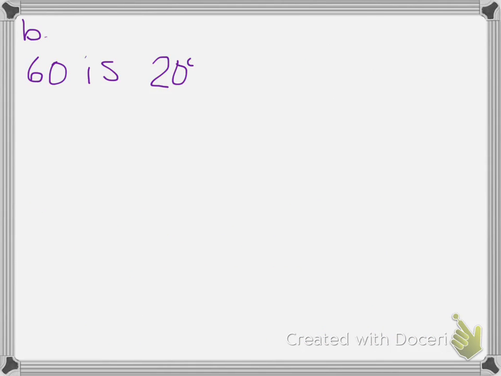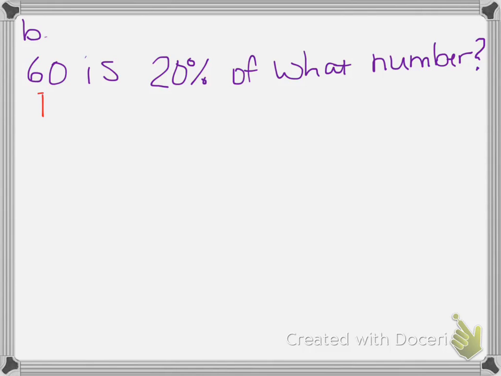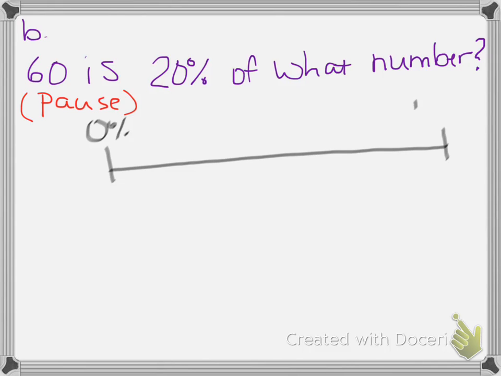All right. B says 60 is 20% of what number? You want to pause the video? All right, so the first line that we're drawing here is the 0 and 100%.